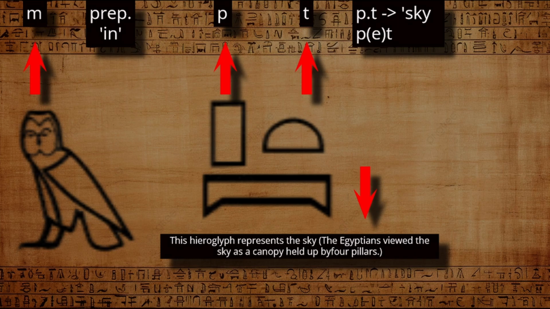The final word consists of a rectangle, p, and a semicircle, t, pronounced pet, with a hieroglyph below it symbolizing the sky. This word means sky, referring to the sky as a canopy held by four pillars. Notice that the word for sky features two smaller symbols positioned above a longer one. The Egyptians were meticulous about aesthetics, favoring visually appealing arrangements over linear sequences of symbols.